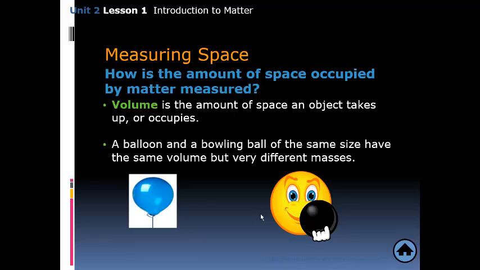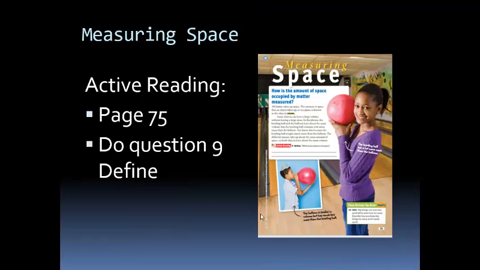If the bowling ball and the balloon take up the exact same amount of space, they have the same volume. However, if you were to put them on a balance and find the mass, you would see that the bowling ball has more matter, thus a higher mass. Alright, I want you to pause the video, go to page 75, and do question number 9, define. Here's your example of the bowling ball and the balloon.